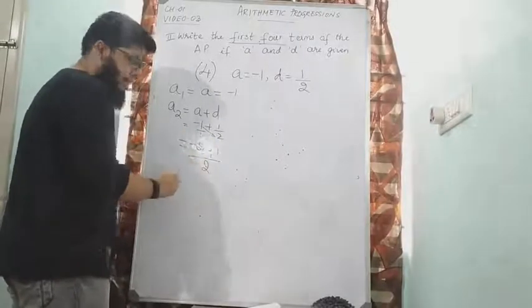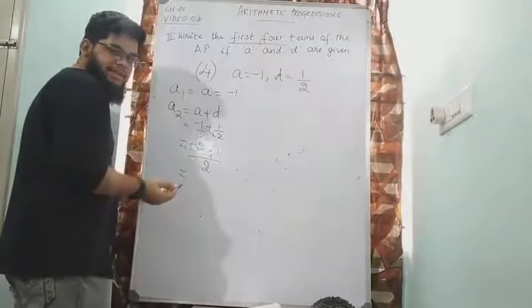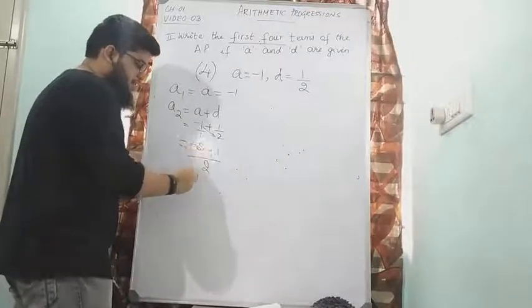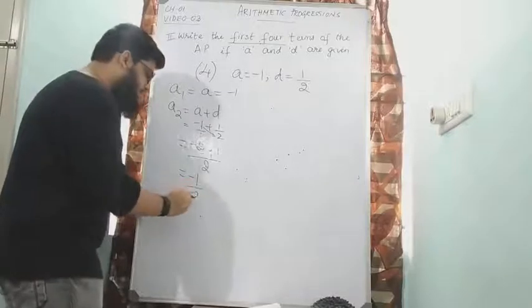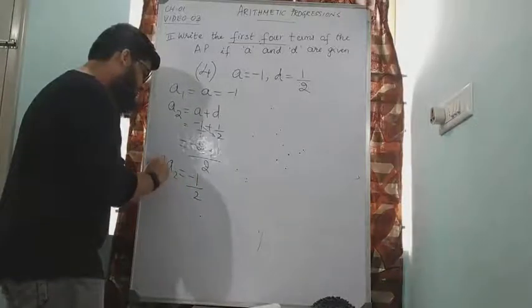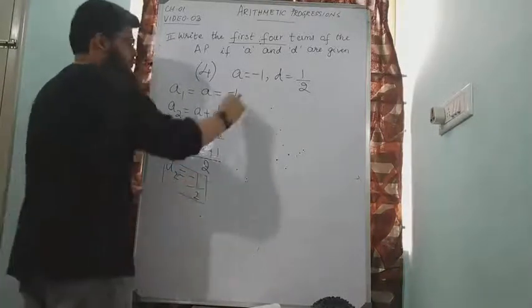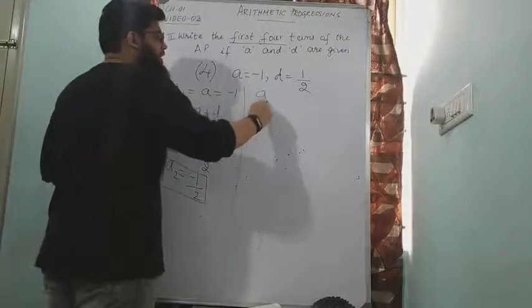are 2. Now minus into plus is minus. 2 minus 1 is 1. Of course 2 is bigger, minus sign. So minus 1 divided by 2. That is the value of A2. Let me go to find A3 now.